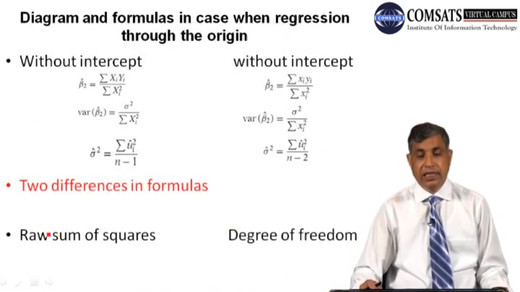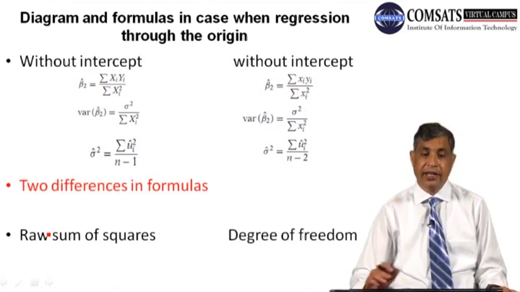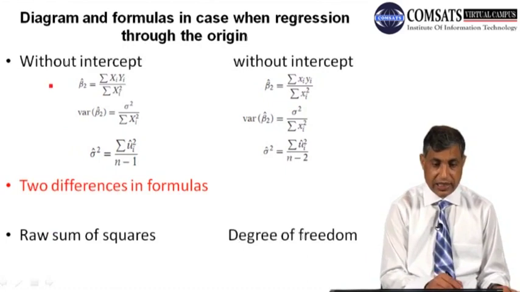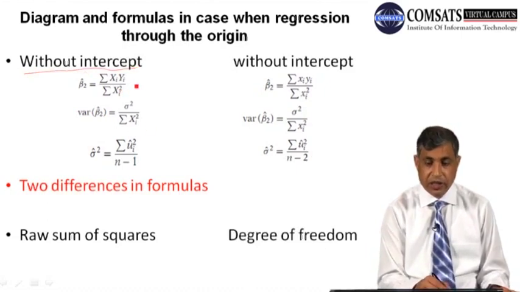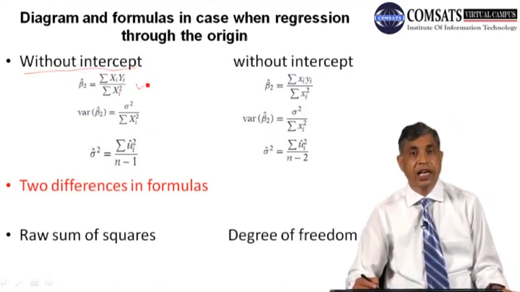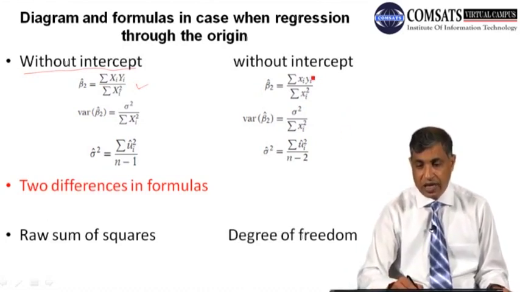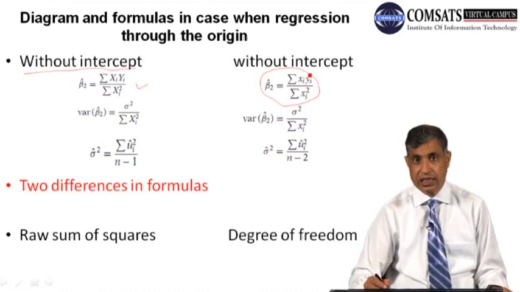Diagram and formulas: in this case, when the regression is through the origin, the formula changes, and you will have to be well aware of this. If you look at this, this is the case without intercept about which we are talking today. This is beta 2 hat equal to summation xi yi over summation xi square, and if you look at this formula, this was the previous one, and I am dead sure that you know this.